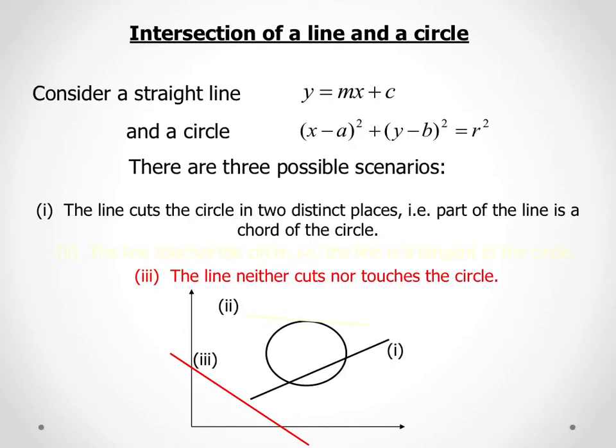Okay, in this video we want to look at circles, and in particular the equation of a tangent and the normal to a circle. First, I just want to say that when we have a line and a circle together, I guess we have three options.